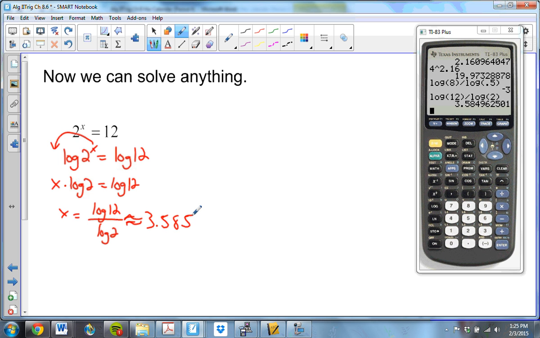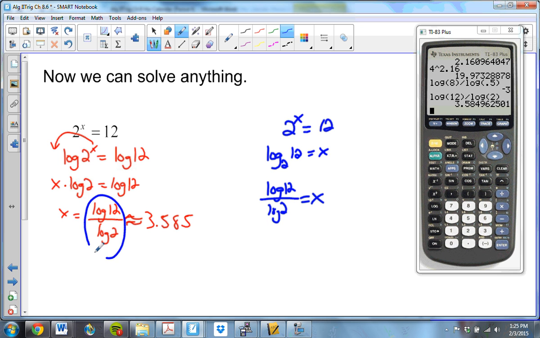And if you don't like taking a log of both sides and solving that way, another way you can do the same problem, and I actually think this is almost better, is just convert. You can always convert to solve whenever you take a log of both sides. This really becomes log base 2 of 12 equals x. Then I do the change of base formula: log 12 divided by log 2. So that's exactly what I just did here. It is going to come out to the same thing.